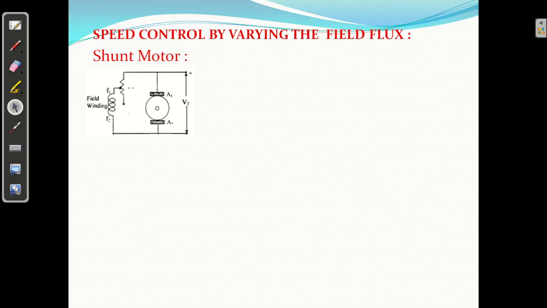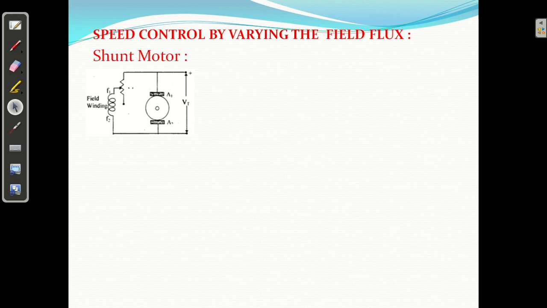So, whenever you are going to control the speed by using flux control method, first of all I am going to discuss the shunt motor. Speed control by flux control method can be achieved by inserting a resistance, called a regulating resistance, in series with the field winding. It is a very simple and very economical method.